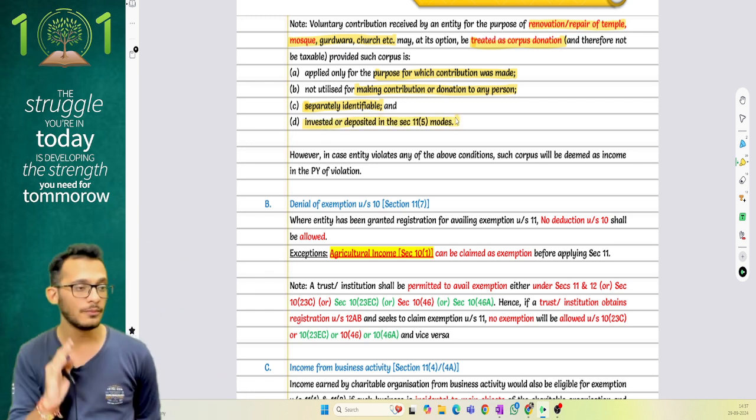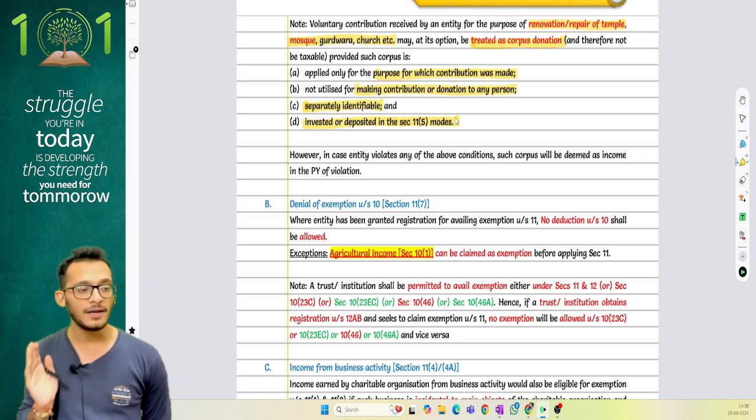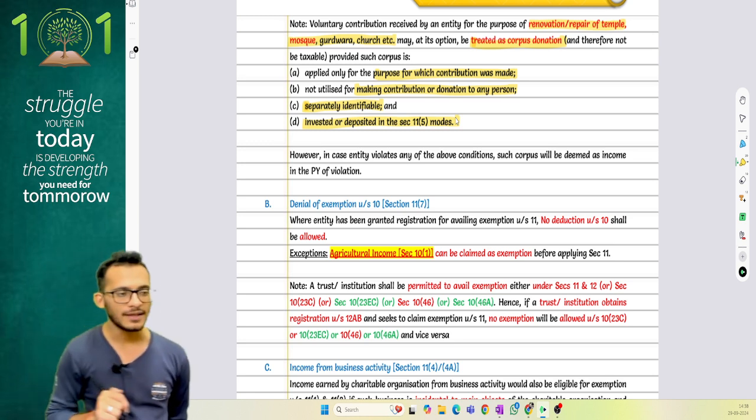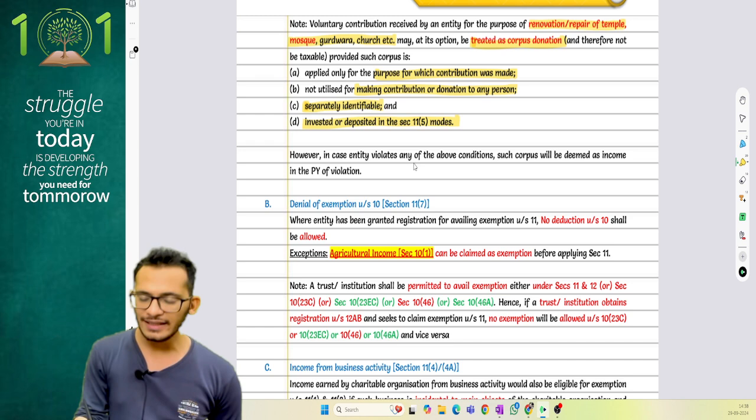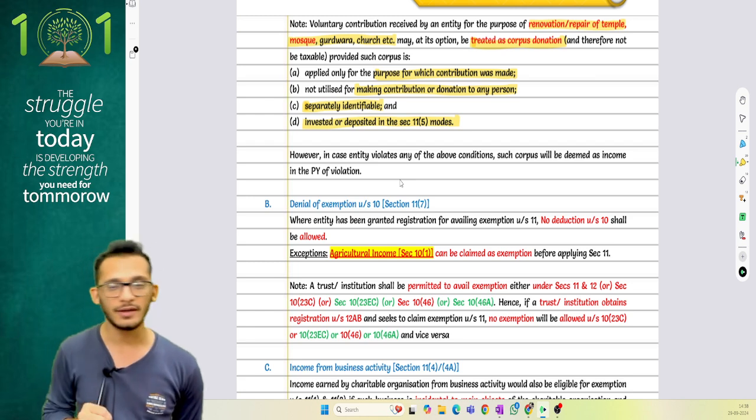Same logic of 11.5 modes will be applied, but three things prior to that, you should not give it to someone else. You should use it for intended purposes only, and it should be separately figured out. You should be able to separately figure out. Yes. However, in case any of these conditions get violated in the future years, in the year in which you violate the condition, it will become taxable in your hands.